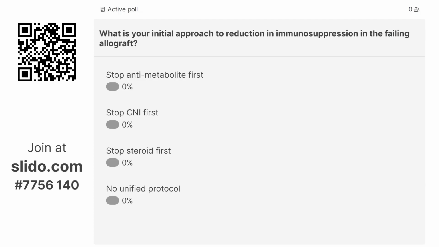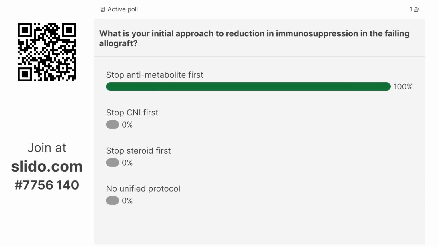But let's see if this works. We're going to poll the audience: what is your initial approach to reduction of immunosuppression in the failing allograft? I've never used this, so let's see how it works.